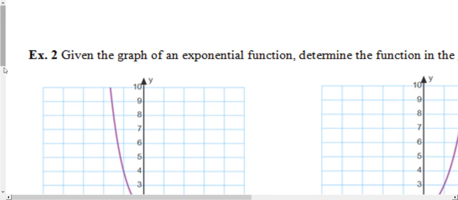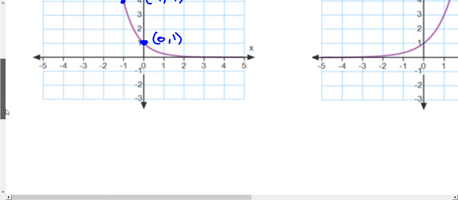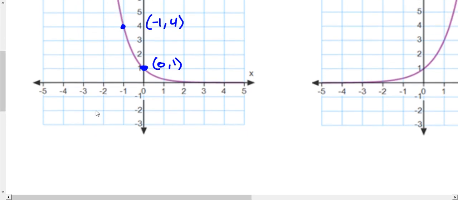There we go. So on this first graph here, I'm going to take a look at my graph and pick out points that I can read cleanly. I can definitely read that coordinate there. That's 0, 1. That's my y-intercept. The next coordinate I can see cleanly is right here, and that looks to be negative 1, positive 4. Over here, there's nothing else, and to the left of this, there's nothing else. So really, I only have two coordinates that I can read. Well, first off, I need to ask myself, is my graph increasing going left to right, or is it decreasing going left to right? Going left to right, my graph is decreasing.